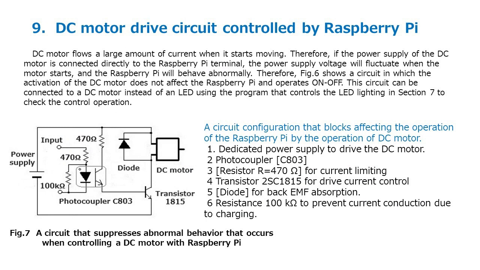DC motor drive circuit controlled by Raspberry Pi. A DC motor generates a large amount of current when it starts moving. Therefore, if the power supply of the DC motor is connected directly to the Raspberry Pi terminal, the power supply voltage will fluctuate when the motor starts, and the Raspberry Pi will behave abnormally. Therefore, Fig.6 shows a circuit in which the activation of the DC motor does not affect the Raspberry Pi and operates on-off. This circuit can be connected to a DC motor instead of an LED using the program that controls the LED lighting in Section 7 to check the control operation.